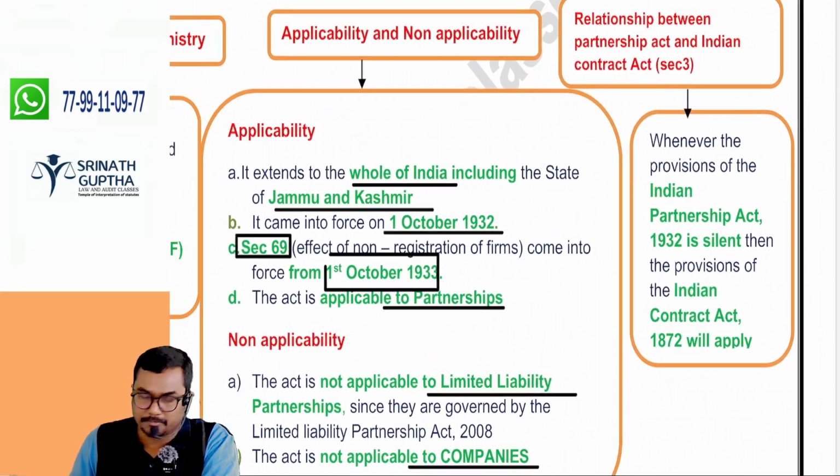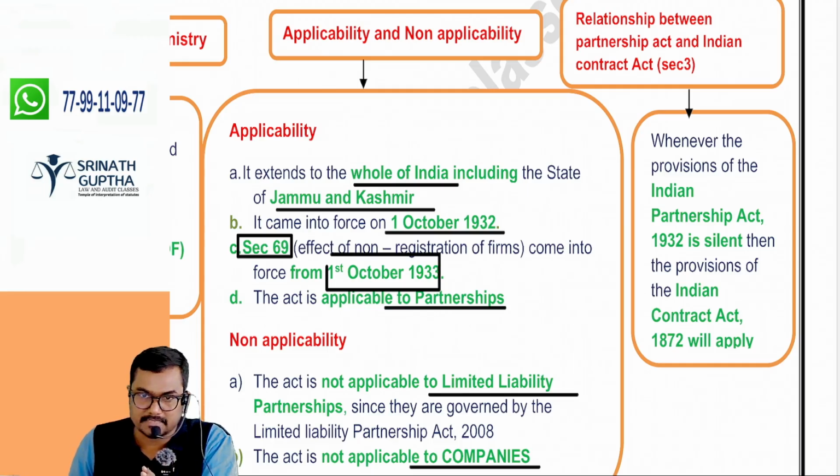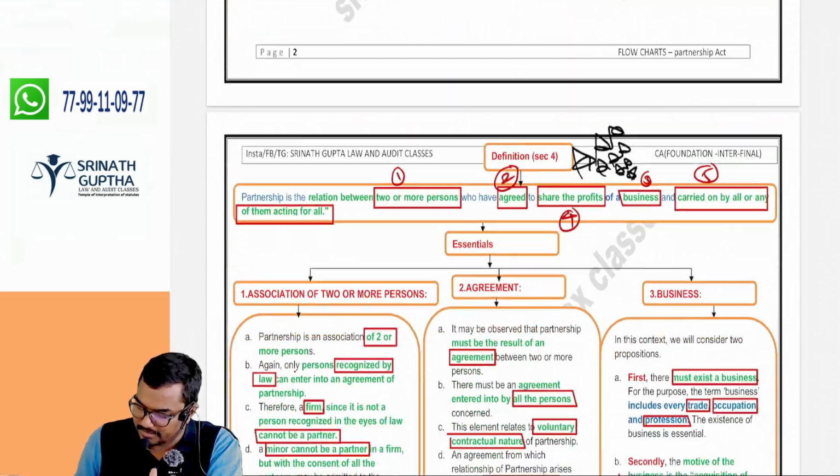Whenever the provisions of the Partnership Act are silent, the provisions of the Contract Act will be applicable. For example, the Partnership Act says to enter into a contract of partnership, there must be parties. How they are supposed to be, the Partnership Act is silent. The Contract Act says that the partners must be major, of sound mind, and not disqualified by law. The Partnership Act says there must be a business. Which kind of business? The Act is silent. The business must be lawful, legal, but not unlawful. Who said that? The Contract Act. So whenever the Partnership Act is silent, we will apply the Indian Contract Act.